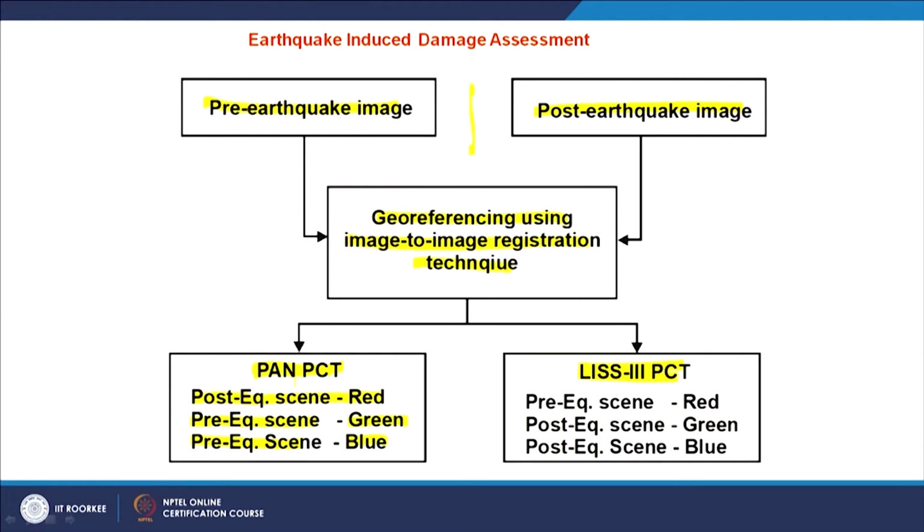Similarly, in the case of list 3, the pre-earthquake image was assigned red color, so there is a difference here. Here we were handling the infrared channel, because we wanted to detect moisture or water bodies. So the infrared channel was assigned red color in the pre image and green and blue in the post image, by which we can again bring a pseudo color transform image, and that will bring some beautiful results.